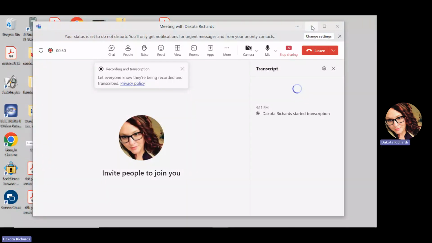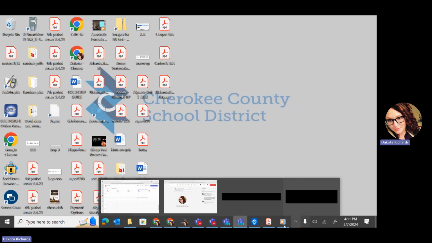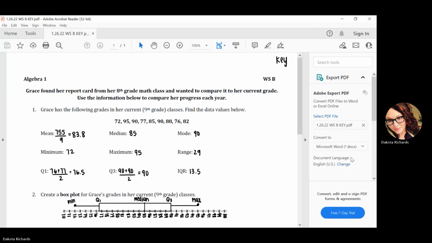Okay, so we need to go over yesterday's homework. This was worksheet B, so go ahead and make sure you have submitted your homework online. I will be checking this. This was worksheet B from yesterday. You had 5 questions on worksheet B.